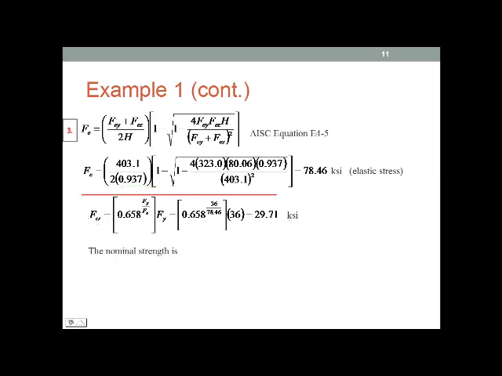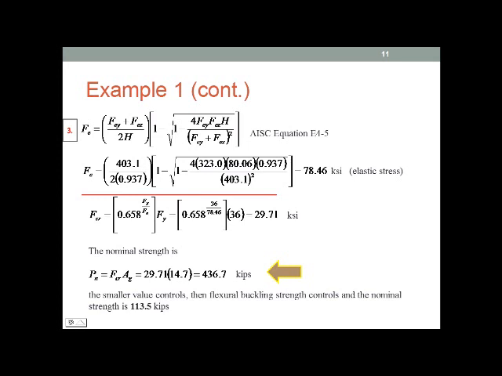Now let's calculate the nominal strength Pn. Pn equals critical stress multiplied by Ag. Pn equals Fcr times Ag. Substitute for the unknowns, you'll get Pn of 436.7 kips.